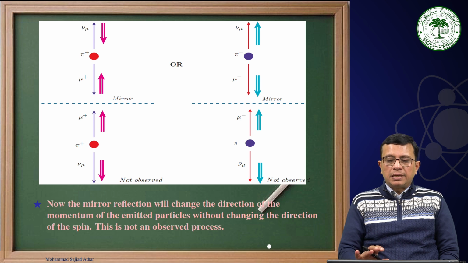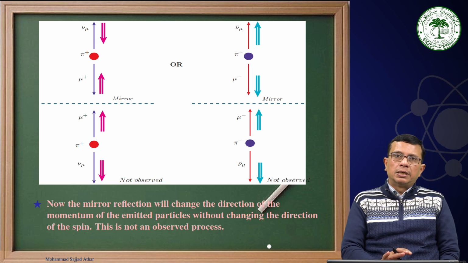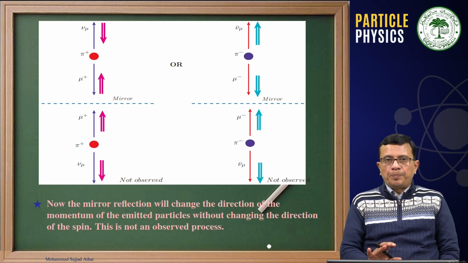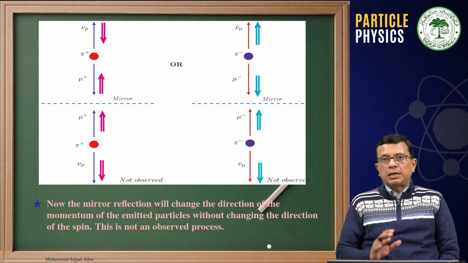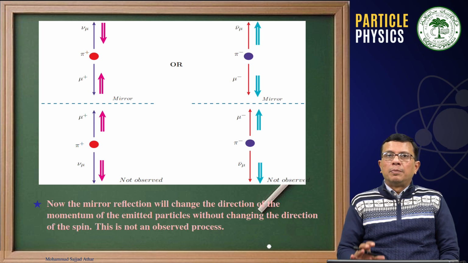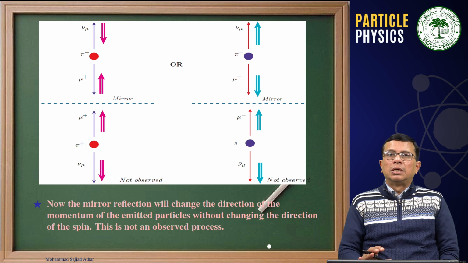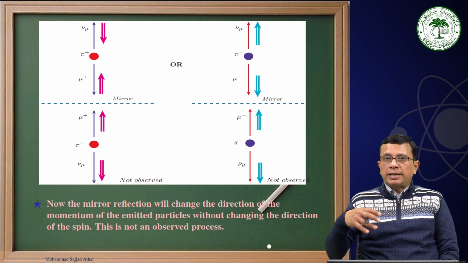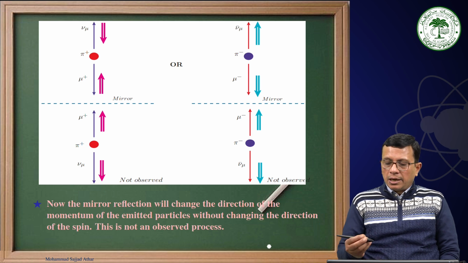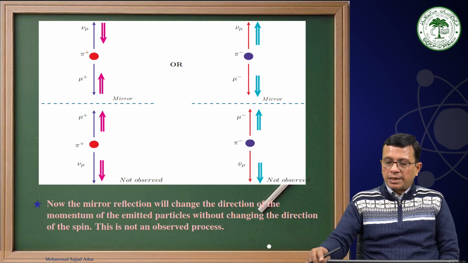Therefore, we have seen in this lecture as well as in the previous lecture that we have two types of parities, intrinsic parity and the orbital parity of a system. And then when we are talking about the parities of the particles, we also saw that because of the helicity of the neutrinos, we have a preferable direction.